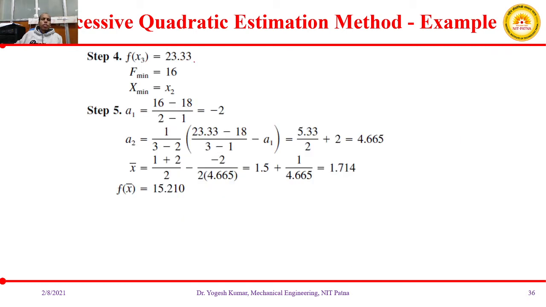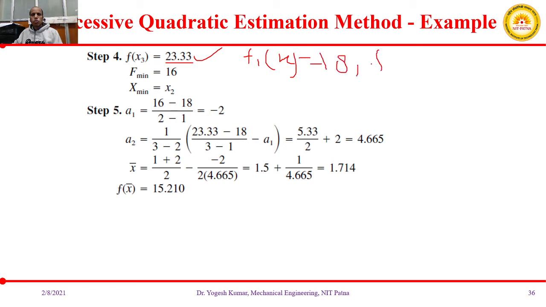Okay, now in step 4 we are calculating the value of the function at point 3, that is x3. This value is coming 23.33, right? So we have f(x1), which is equal to 18.